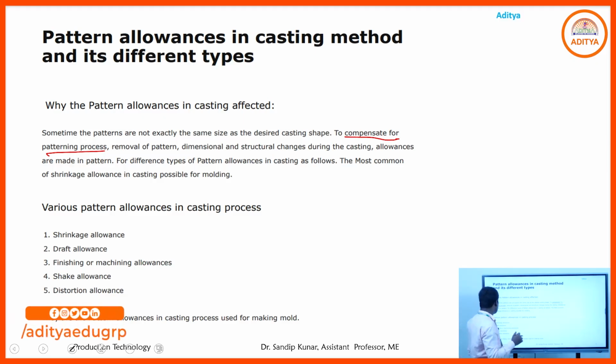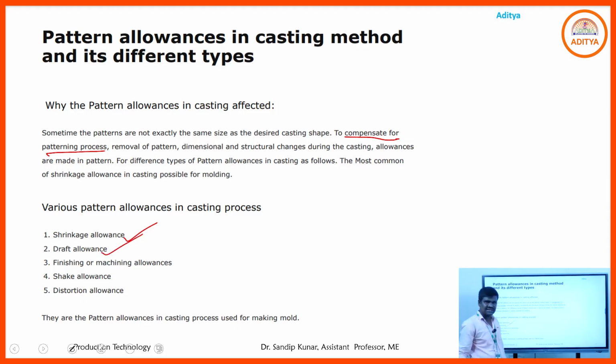And there are different pattern allowances. What are the different types of pattern allowances? First is shrinkage allowance, second is draft allowance, third is machining or finishing allowance, fourth is sack allowance, and fifth is distortion allowance. These five allowances are the most important allowances in the casting process.